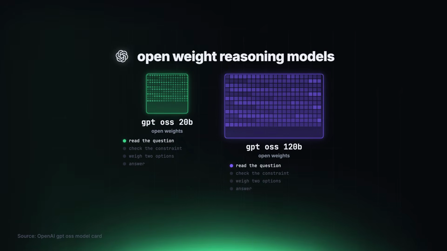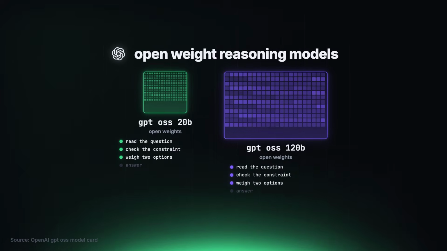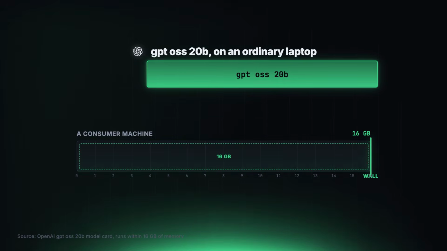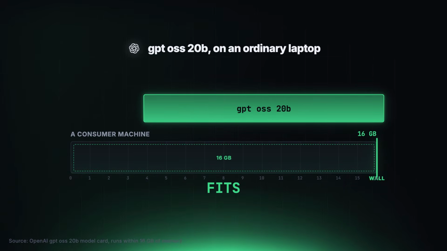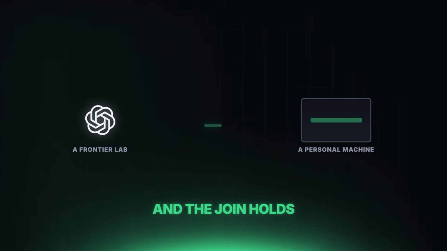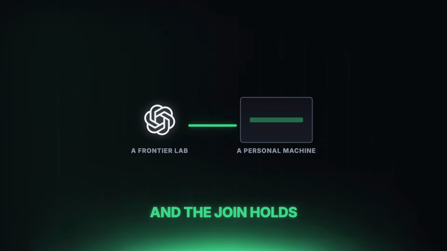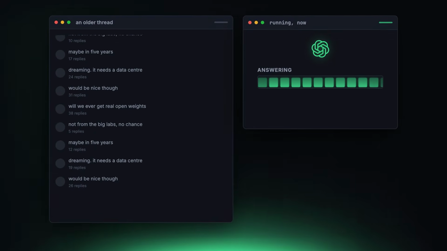OpenAI released GPT-OSS 20 billion and GPT-OSS 120 billion as open-weight reasoning models, with the smaller one designed to run on consumer-style hardware with around 16 gigabytes of memory. That sentence would have sounded ridiculous not long ago. An OpenAI open-weight reasoning model on a personal machine. That is the kind of thing local AI people used to hope would eventually happen.